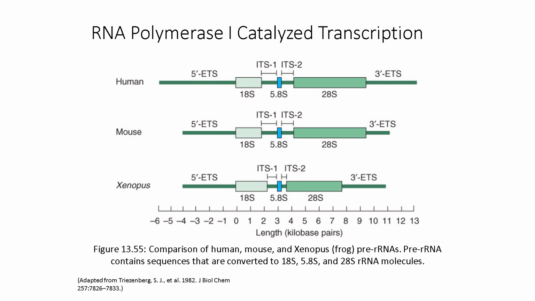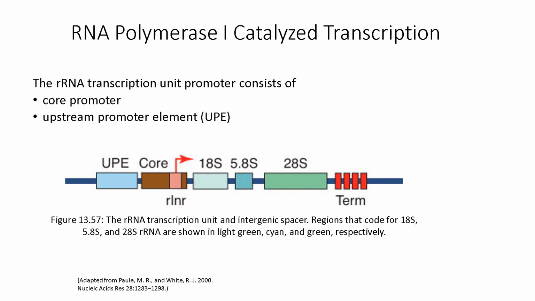in protein synthesis. This figure shows the structure of the rRNA transcription unit, which includes a core promoter, where transcription begins, and an upstream promoter element, UPE, that enhances initiation. Together, they control transcription of the 18S, 5.8S, and 28S rRNA genes, highlighted in green, cyan, and red respectively. These elements are essential for efficient transcription by RNA polymerase I, especially in the nucleolus, where ribosome biogenesis occurs.